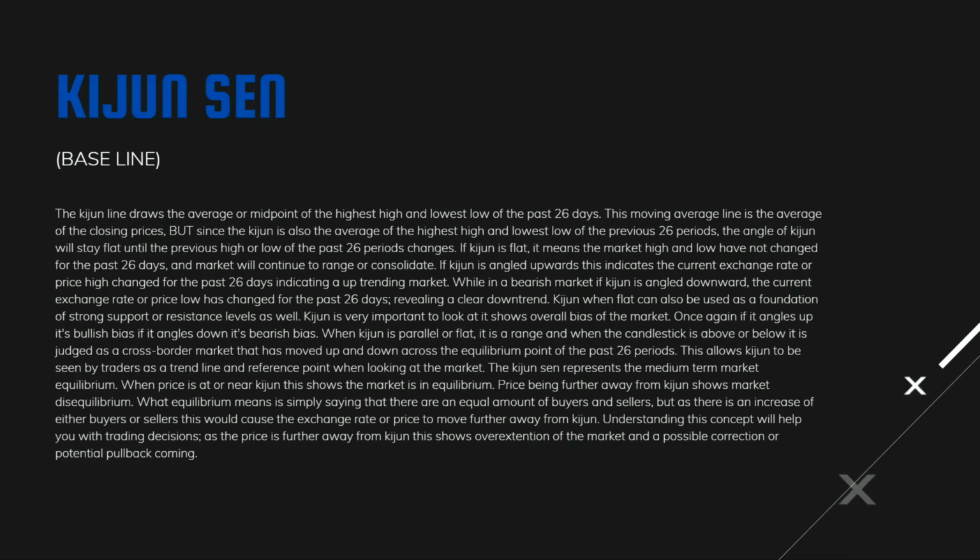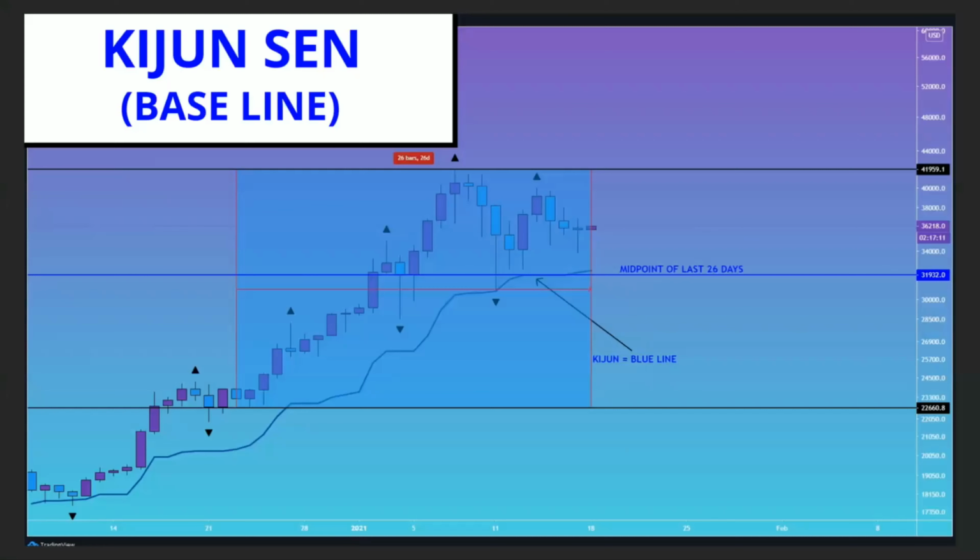As the price is further away from Kijun, this shows an overextension of the market and a possible correction or potential pullback coming. So looking at it on a chart, you can see Kijun is our blue line here. When you see it going up like this, it is an uptrend. And you see here, as price is far away from Kijun and gets closer to Kijun, the market starts moving up again.